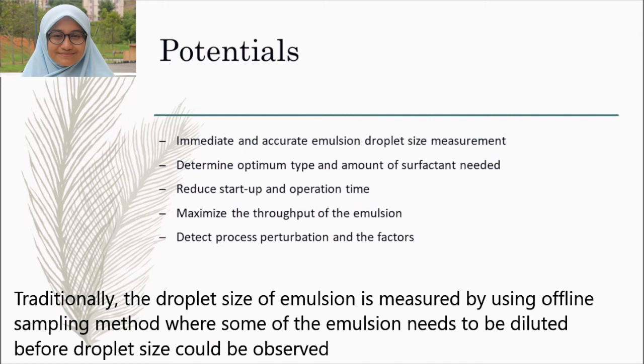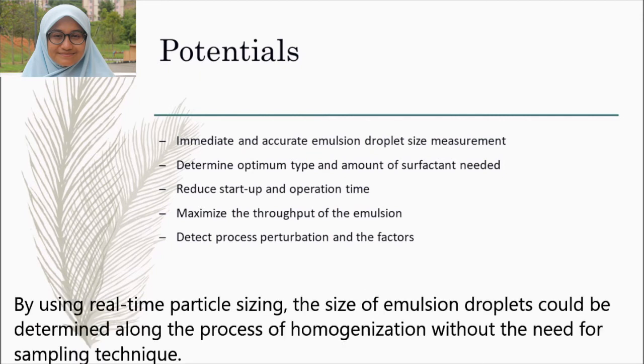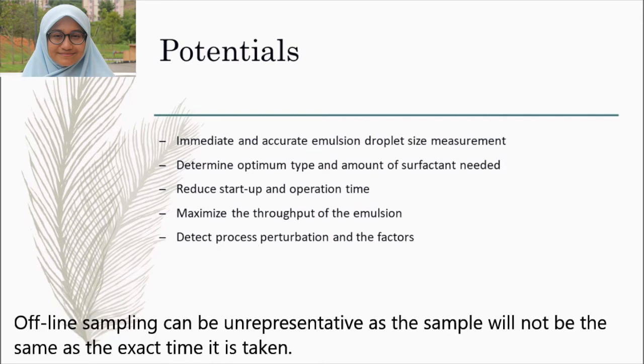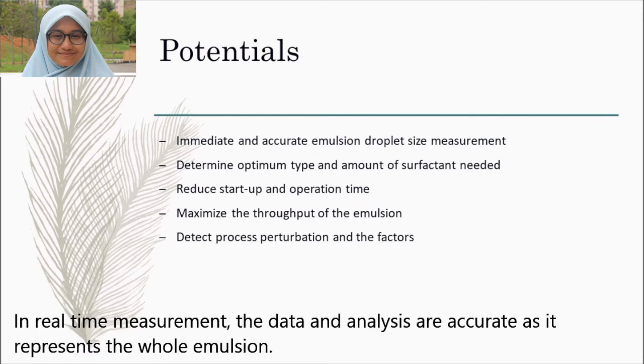Traditionally, the droplet size of emulsion is measured using an offline sampling method, where a sample of the emulsion needs to be diluted before the droplet size can be observed. By using real-time particle sizing, the size of emulsion droplets can be determined along the process of homogenization without the need for a sampling technique. Offline sampling can be unrepresentative as the sample will not be the same as the emulsion at the exact time it is taken. In real-time measurement, data and analysis are accurate as they represent the whole emulsion.